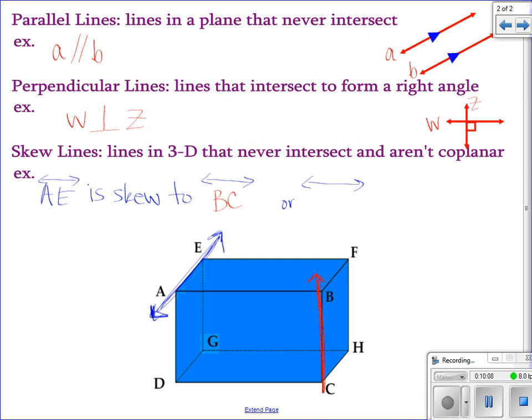What's another one? FH, I would agree with. You could write that one down, but I want you to think of one that's a little bit more different than that. GH would be a good one. Okay, that's the one back here. Okay, so again, there's no symbol. Question or answer? DC would be another good answer. Okay. Questions on the difference between those three vocab words?